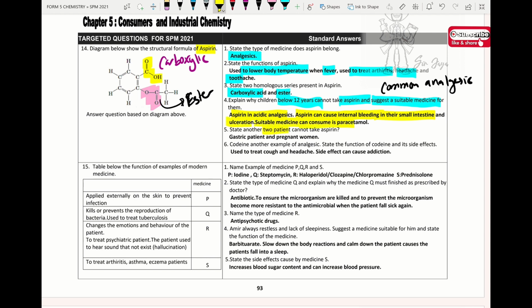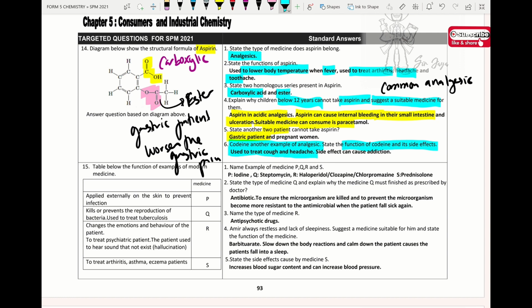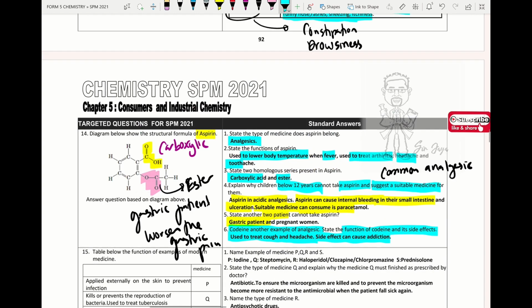State another two persons who cannot take aspirin: a gastric patient. A gastric patient cannot take aspirin. Why? It will worsen the gastric pain. And one more, a pregnant woman, because it can cause miscarriage. Next, codeine is another example of analgesic. State the function of codeine and its side effects. Please remember codeine is used to treat cough and headache, and its side effect is that it can cause addiction.